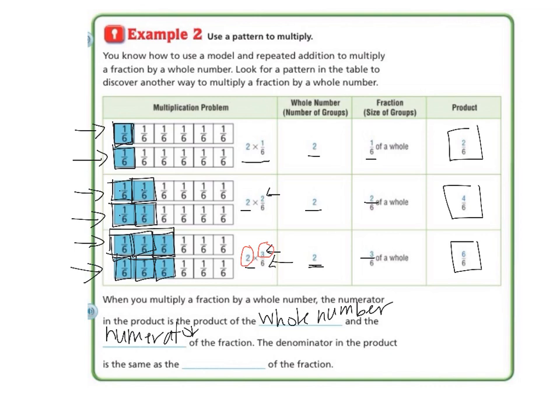Because remember, a denominator is a label. So we're not going to multiply the label. So the denominator in the product is the same as the denominator in the fraction, because denominators are labels. We will continue on with questions 3 and 4 tomorrow in class.